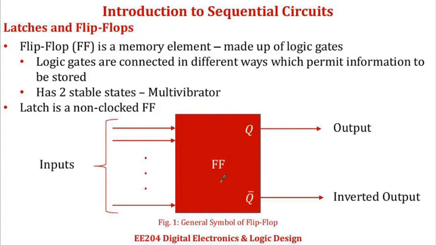Now the figure shows the general type of symbol used for a flip-flop. The flip-flop has two outputs labeled Q and Q bar, where one is the complement of the other. Now the state of the flip-flop always refers to the state of the normal output Q. So this is also referred to as the state. Now the flip-flop can have one or more inputs as indicated in the figure. The inputs are also called as excitation.